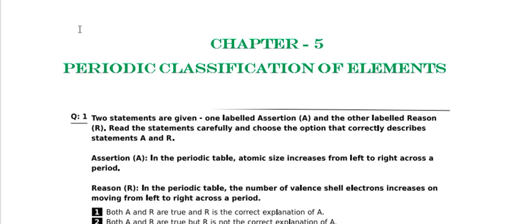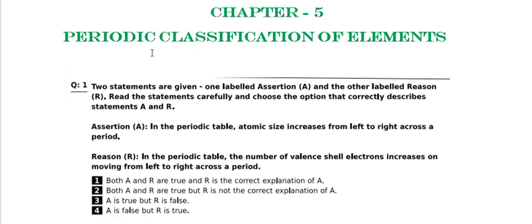Here is the periodic classification of elements. We will see the MCQ questions from this chapter. First question on your screen. See on your screen, two statements are given. One labelled assertion and the other labelled reason. Read the statements carefully and choose the option that correctly describes statements A and R.